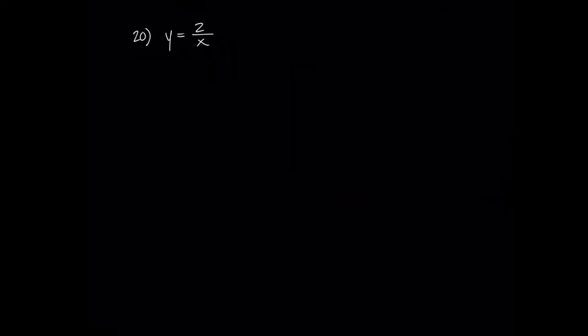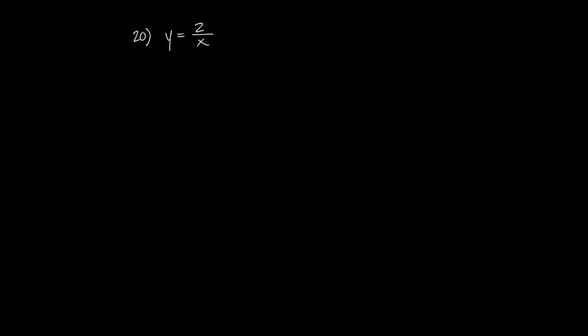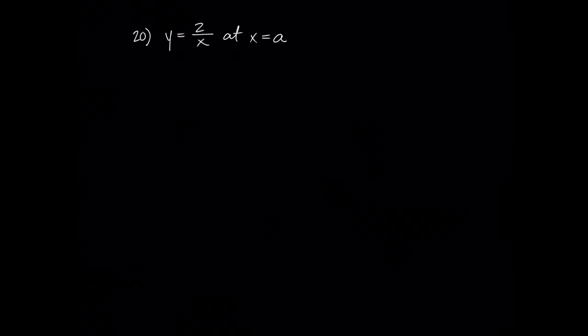Next, we have number 20. Here we have y equals 2 over x, and the directions say to find the slope of the curve at x equals a. So for the first time, we are not given a specific x value, but rather a generic x value. And so we do the same thing. Instead of a specific number right there, we have a instead. So we put a in that spot, all over h.